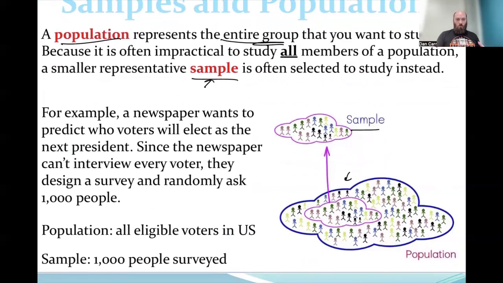So when people run polls, a newspaper wants to predict who voters will elect as the next president, they can't interview every single voter and get every single vote. So they're going to do a survey and randomly ask, let's say, 1,000 people. So if we have all eligible voters in the US, the sample is the 1,000 people who were surveyed for this.